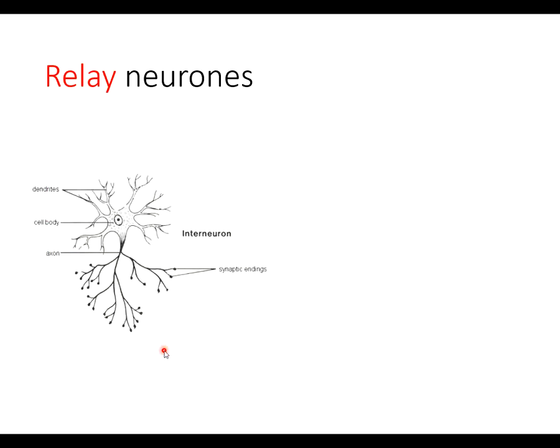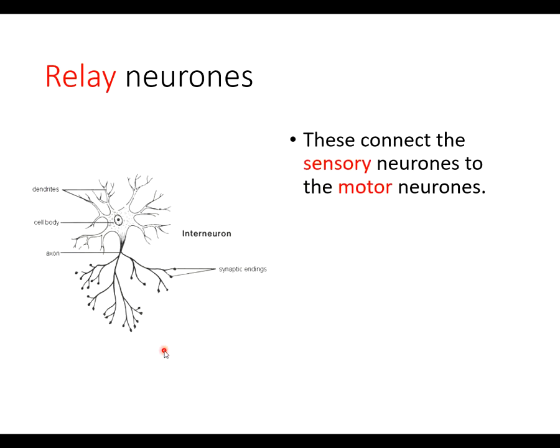Now, in your central nervous system, you have relay neurons, and the job of the relay neuron is to take in the information from the sensory neurons, decide what to do with it, and then send that information out via a motor neuron. So the sensory neurons connect to the relay neurons, and then the relay neurons connect to the motor neurons. They are only found in your central nervous system, so only found in your brain and your spinal cord. That is your central nervous system.